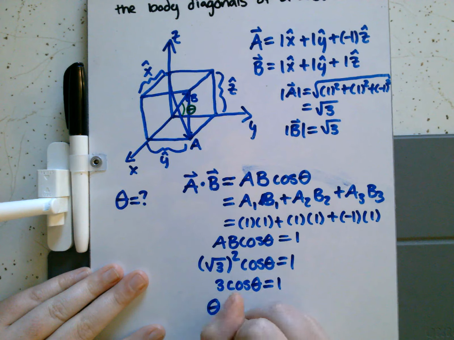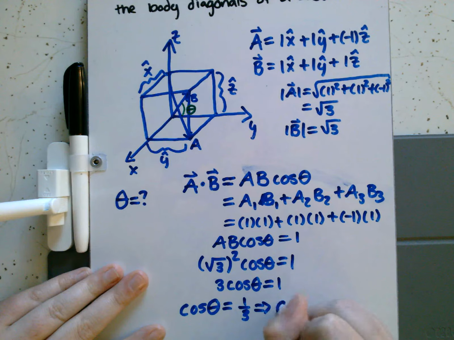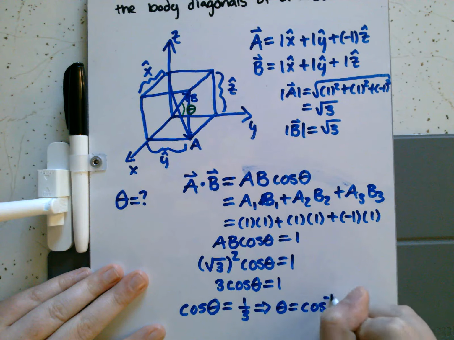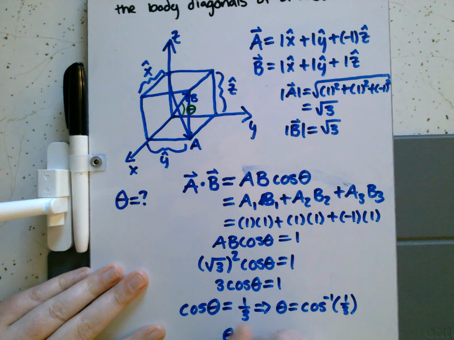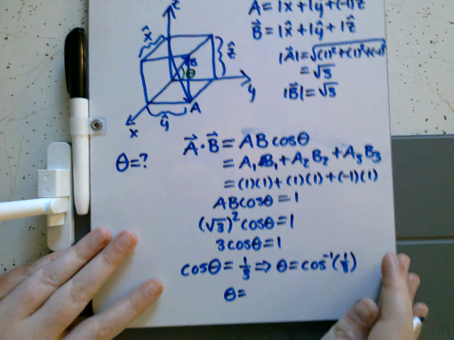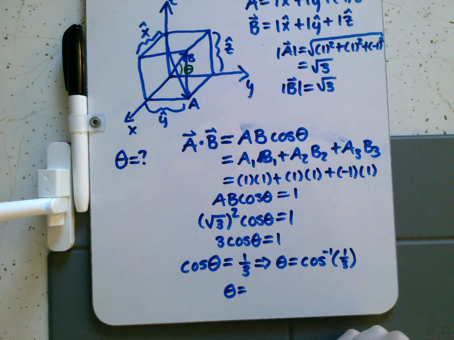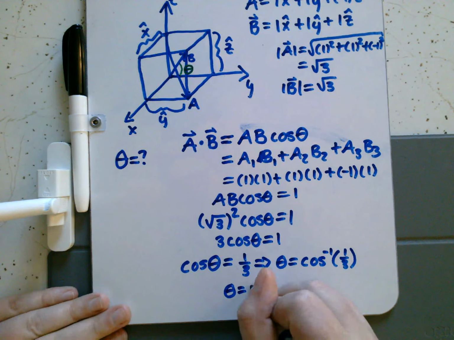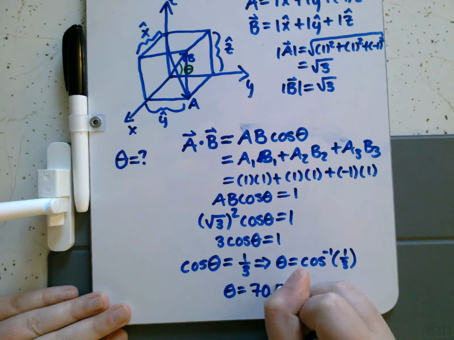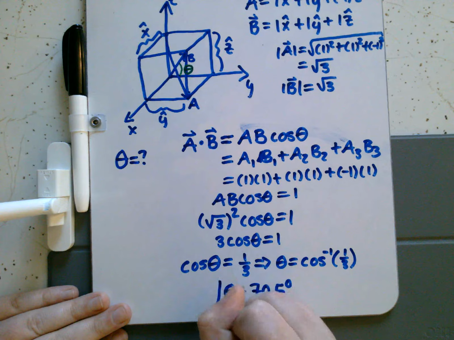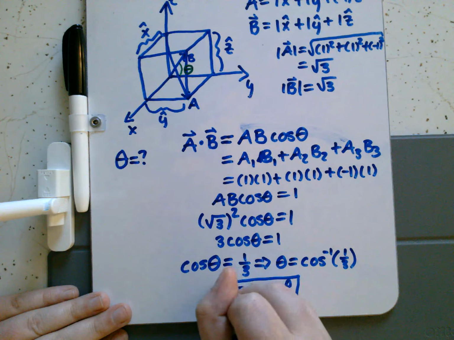And finally, then I can get that cos theta is equal to 1/3, and that theta is equal to the inverse cosine of 1/3. And if you plug this into your calculator, you should get that theta is equal to 70.5 degrees. And this is our answer.